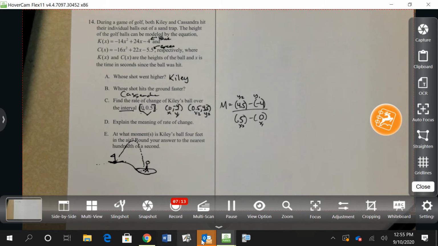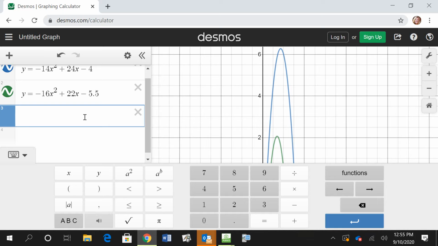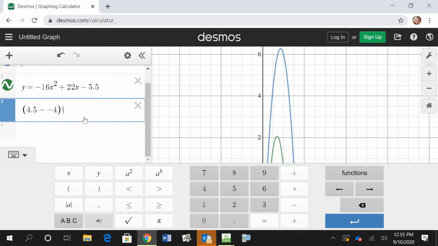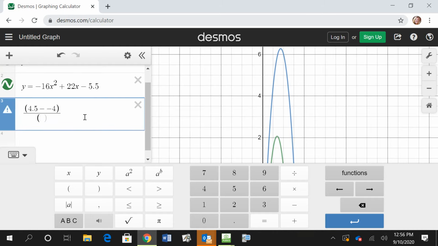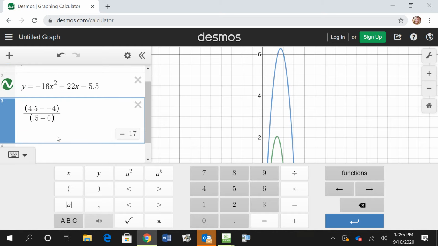Then I'm going to come back, and could I do this by hand? Sure, but I'm going to let the calculator do it for me. So up front I have 4.5 subtract a -4 divided by, notice I am using parentheses, a 0.5 subtract 0, and it does the work for you. Again, this is y sub 2 subtract y sub 1 divided by x sub 2 subtract x sub 1. So I got an answer of 17. So 17 feet per second.